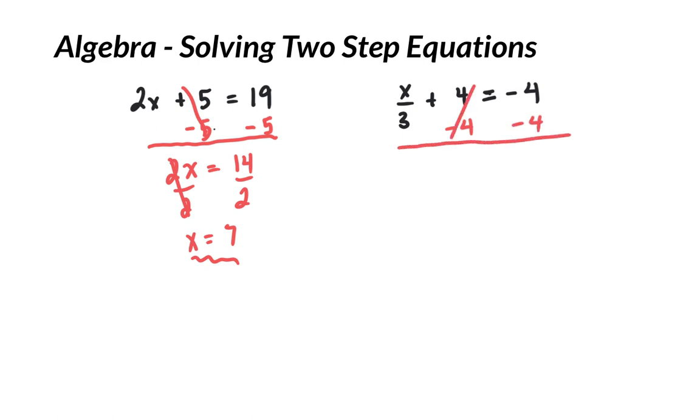Well, 4 minus 4, of course, is 0. So then I've got x divided by 3 equals, got to be careful here, negative 8, negative 4 minus 4. And then, of course, to undo a division, we multiply. So we have x equals negative 24, like that. So you will always do the opposite, and you just have to reverse the order.